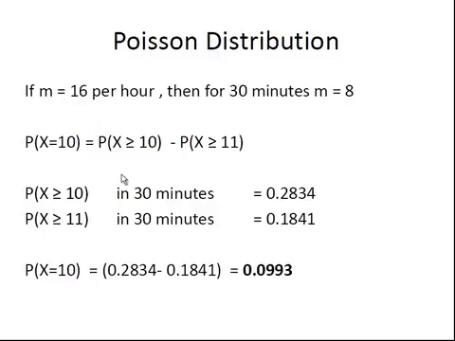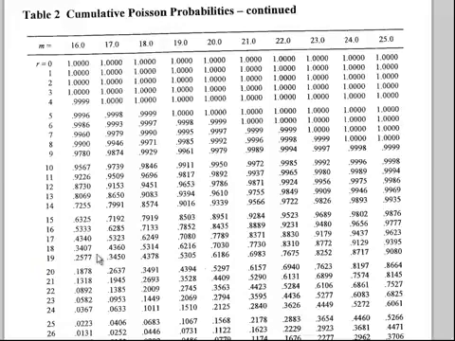The second thing is we're asked to find the probability of exactly 10. Now the way this table works is 10 or more, 11 or more, 12 or more. That's the way it will be given. So to find the probability of x equal to 10, we find the probability of x being 10 or more, and then the probability of x being 11 or more. The difference between the two is simply the probability of x equal to 10. Here are the answers, 0.2834 and 0.1841. But let's go back to the tables and have a good look at how we got them.